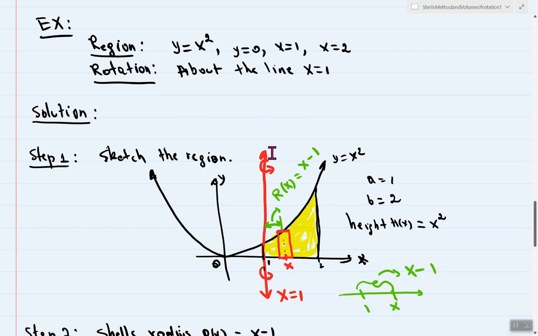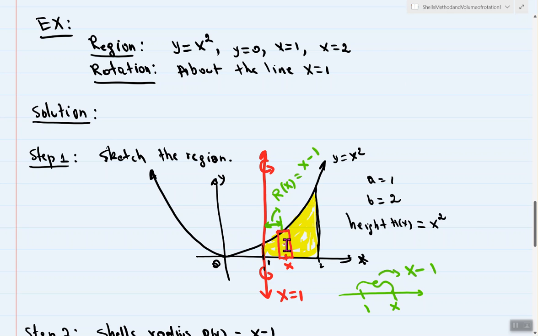And then the line of rotation is x equals 1. It's a vertical line. So we mark the rotation. Now we're going to revolve this region about this line x equals 1, but we want to use what we call the shell method. This also can be solved using the disk method, but this time we're doing the shell method.